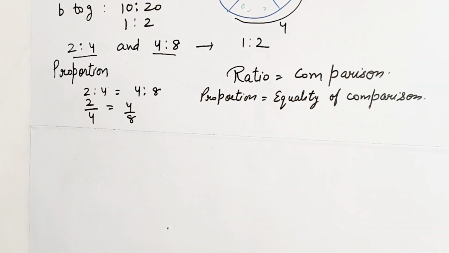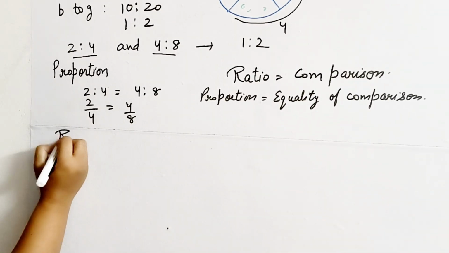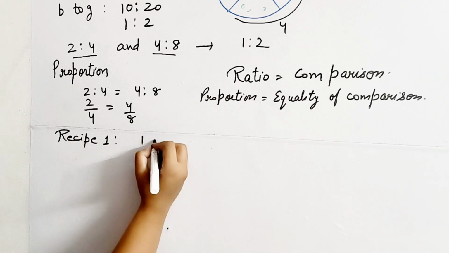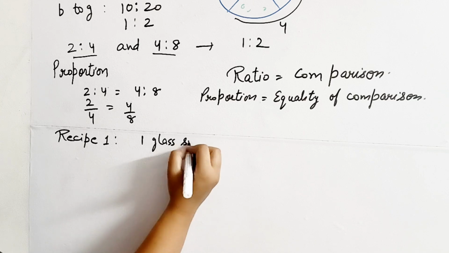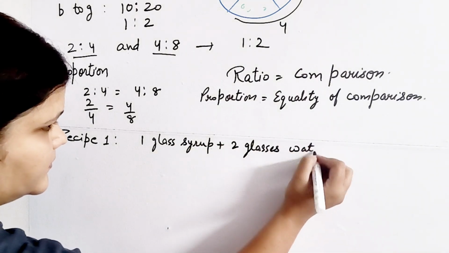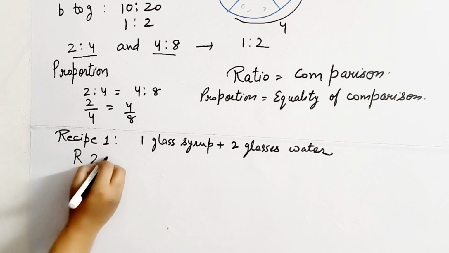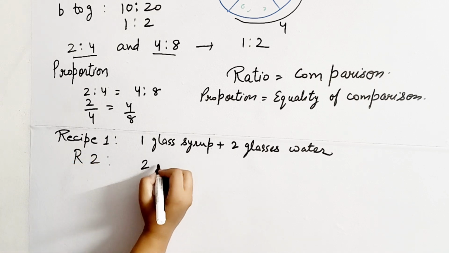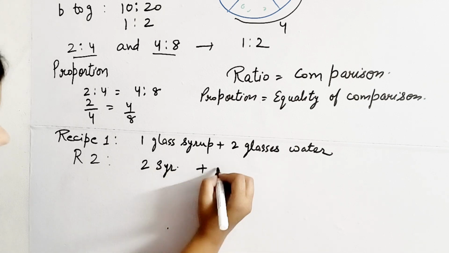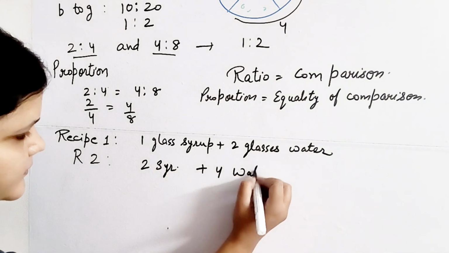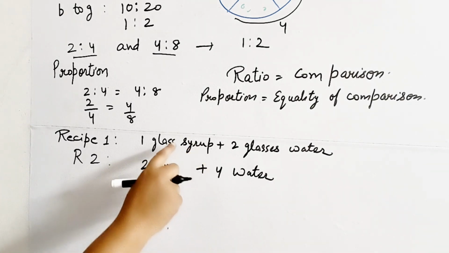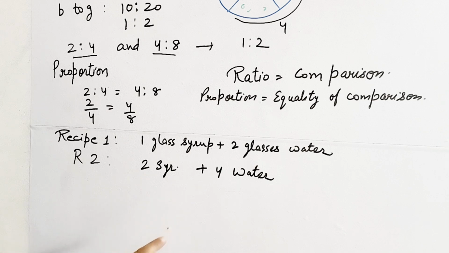Imagine making orange juice. So recipe 1 says 1 glass syrup plus 2 glasses of water. And recipe 2 says 2 glasses syrup plus 4 glasses water. The quantity is changed, but the relationship is same.